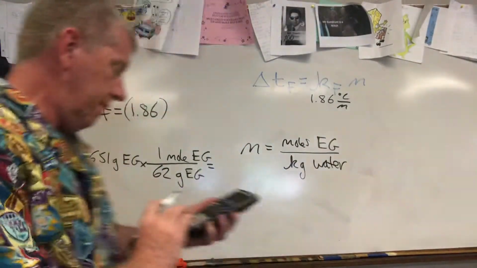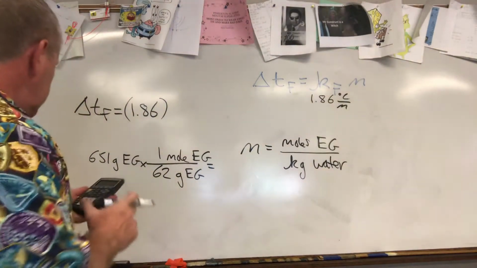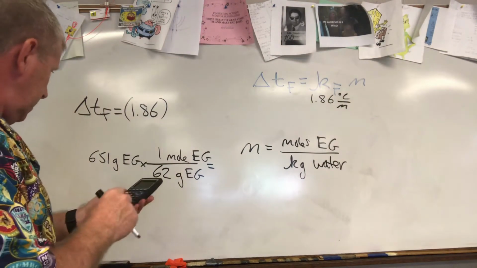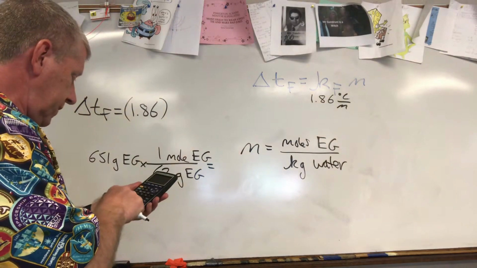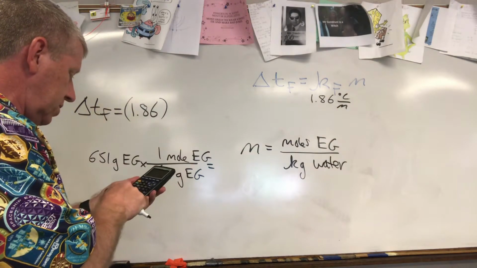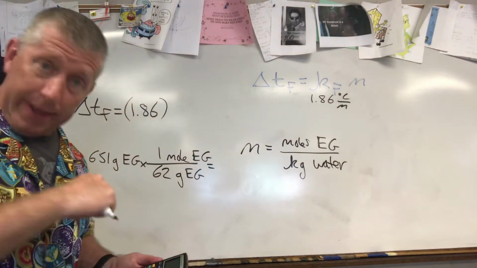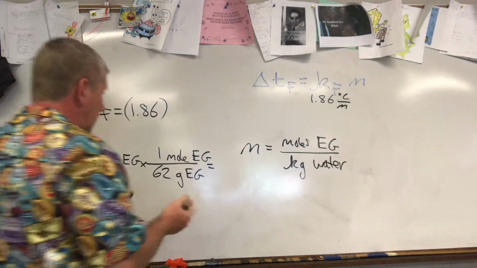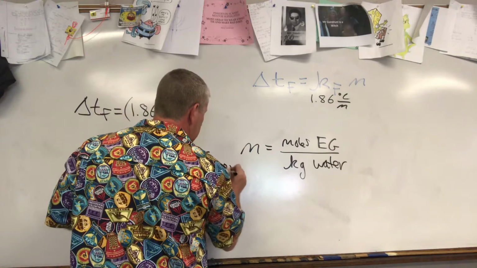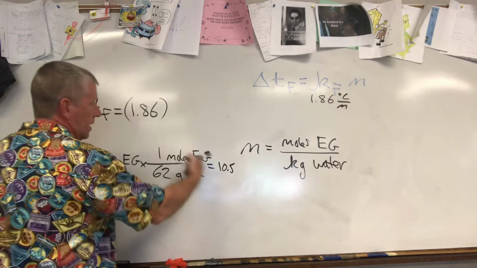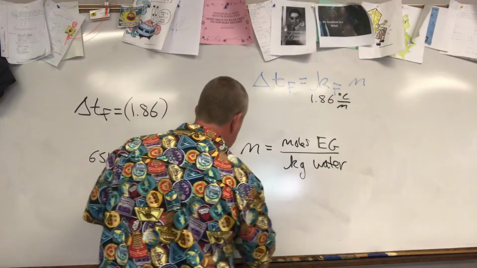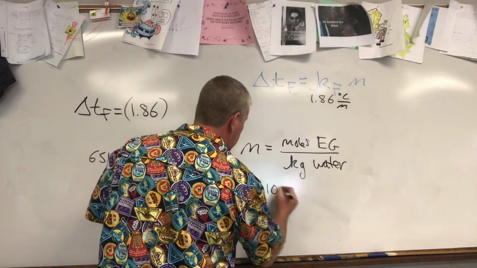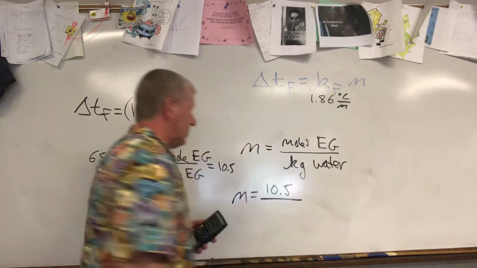So 651 divided by 62. That will give us the number of moles. Okay, it's going to go in there a bunch of times, like 10 point something it looks like. Let's see. 651 divided by 62. Come on, kids, calculate at home. All right, we get 10.5 moles of the ethylene glycol. That goes here. So molality equals 10.5. That's the moles on top.